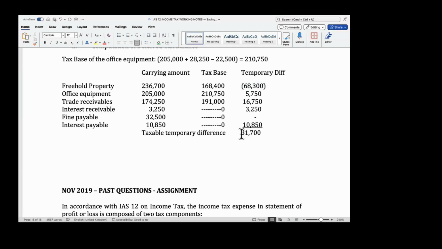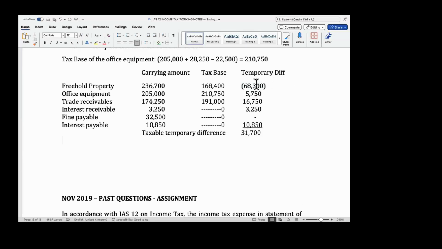Okay, so that means it will be taxable then. And that will be a taxable temporary difference since this is taxable. So the deferred tax liability is 30% times 31,700. How much is that? 9,510 naira. 9,510. Okay, so that's the solution to the second one.